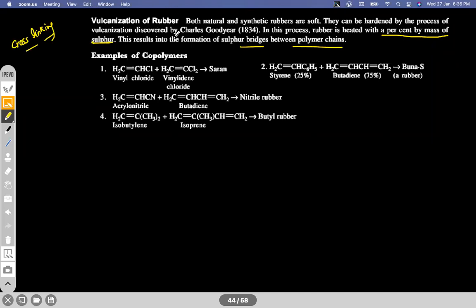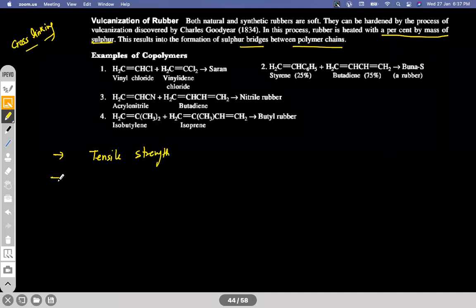Okay, so there are examples like vulcanized rubber is this only. In this, what happens? The cross linking of sulfur takes place and the molecules become tough. Their elasticity decreases actually. Tensile strength increases. This term you should know. Tensile strength increases, elasticity decreases because of cross linking of sulfur. So this is what we call vulcanization of rubber. Around 5% sulfur will take into this.